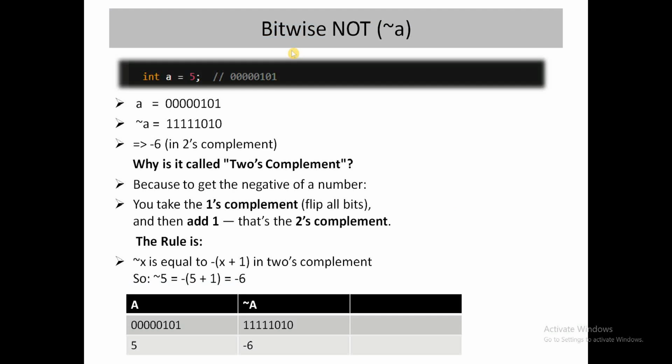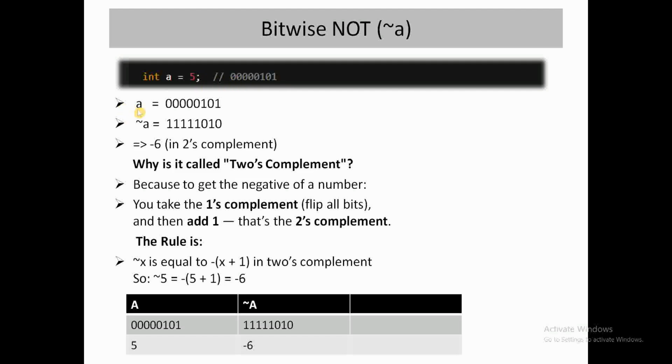And here we have the next operator, that is bitwise NOT. Here is the example: integer a is equal to 5, and we have the binary value after converting 5 to binary, same as before, using 4 plus 1, that is 5.